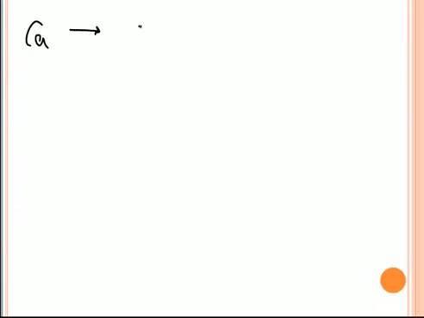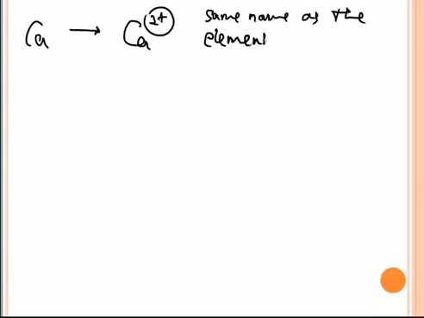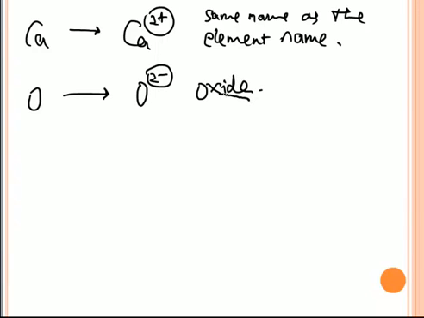calcium will turn into calcium 2+. Also you notice when you lose electrons and turn into positive charge, the cations, we use the same name as the element name. Now if there's oxygen, you're going to gain 2 electrons, and it will be 2 minus, and now we actually call it oxide. So now you start to see there's some naming convention here. For losing electrons, same name as the element. For gaining electrons, we're going to change the ending to -ide.